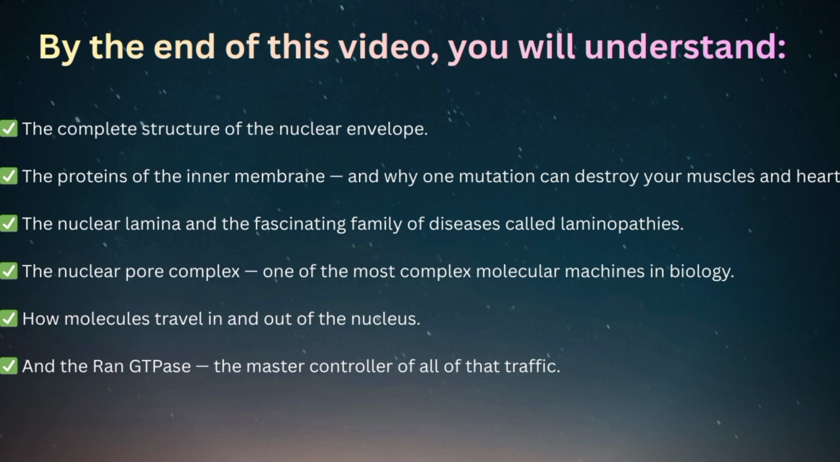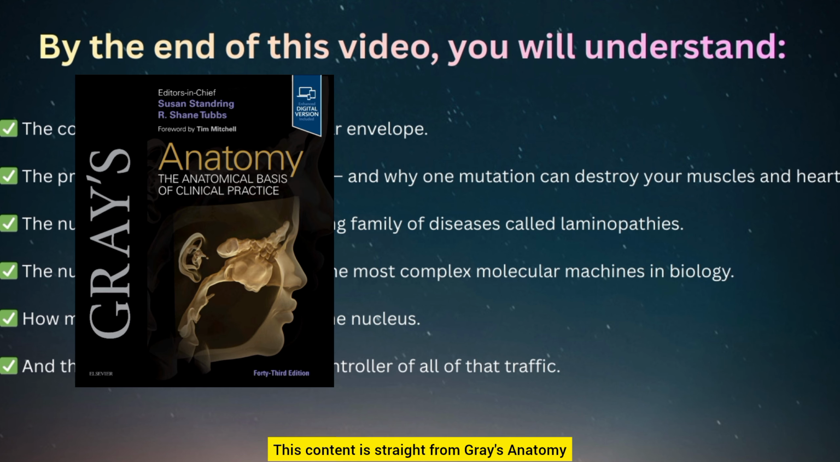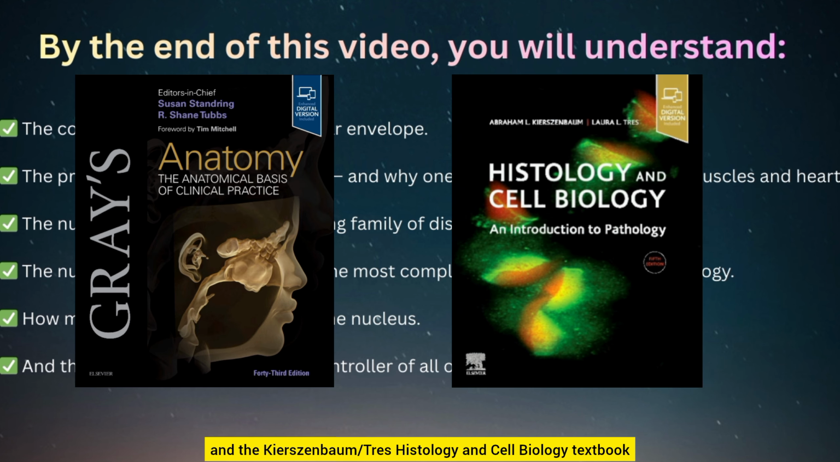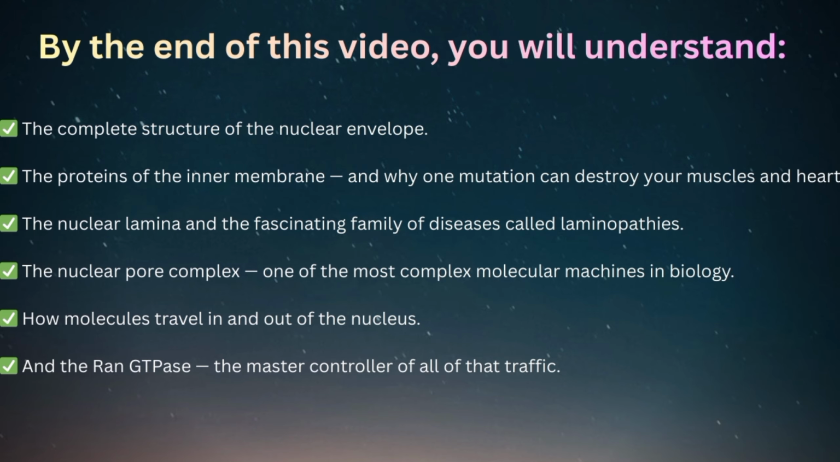By the end of this video, you will understand the complete structure of the nuclear envelope, the proteins of the inner membrane, and why one mutation can destroy your muscles and heart, the nuclear lamina and the fascinating family of diseases called laminopathies, the nuclear pore complex, one of the most complex molecular machines in biology, how molecules travel in and out of the nucleus, and the RAN-GTPs, the master controller of all of that traffic. This content is straight from Gray's Anatomy and the Kierszenbaum and Tres Histology and Cell Biology textbook, so you can trust every word. Let's get into it.